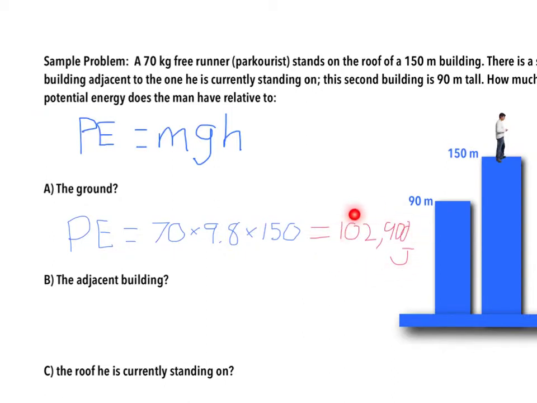We have 102,900 joules. And if you wanted to make this a little bit of a smaller number, you could even call that 102.9 kilojoules. But, not necessary for this problem. So that was for the ground.